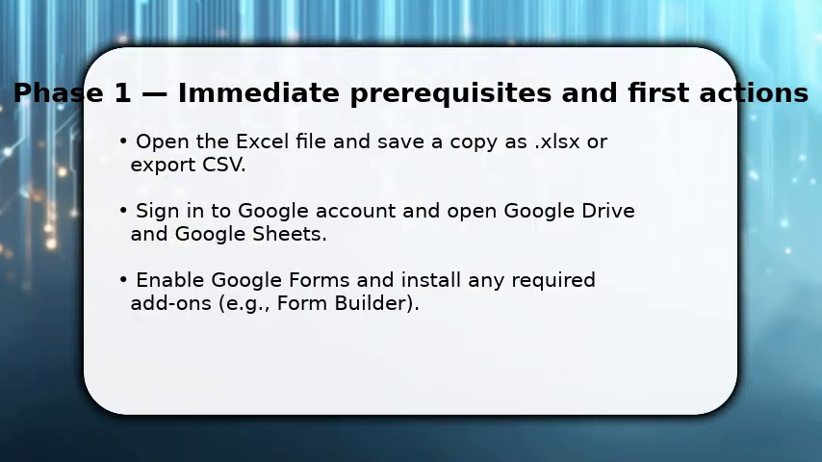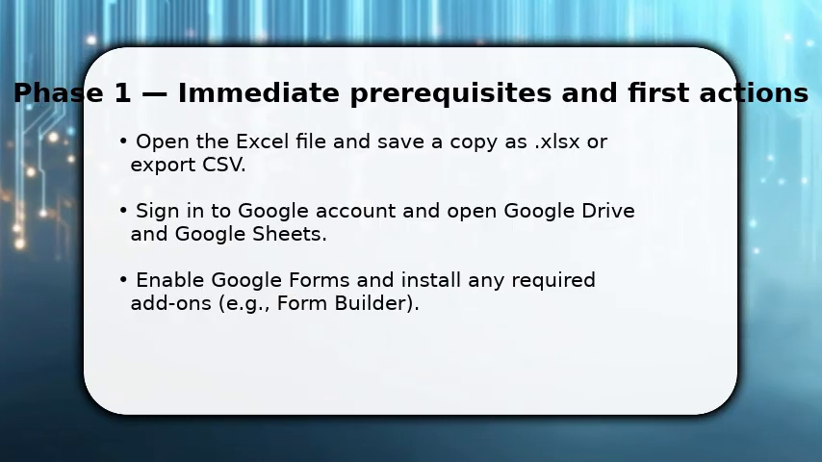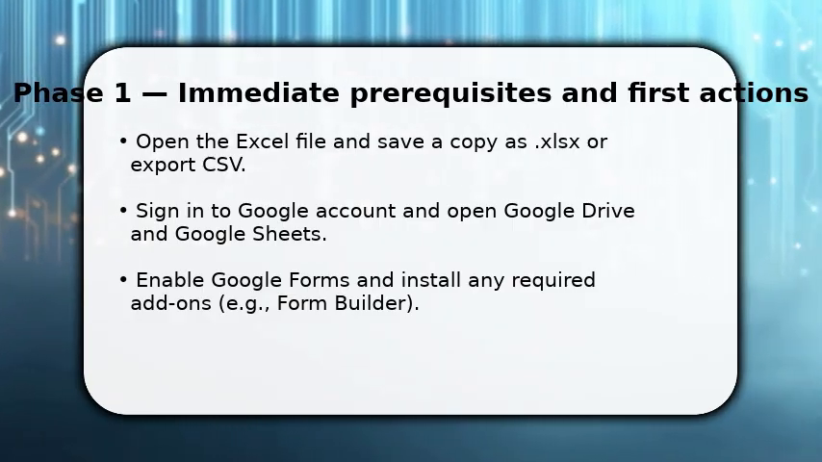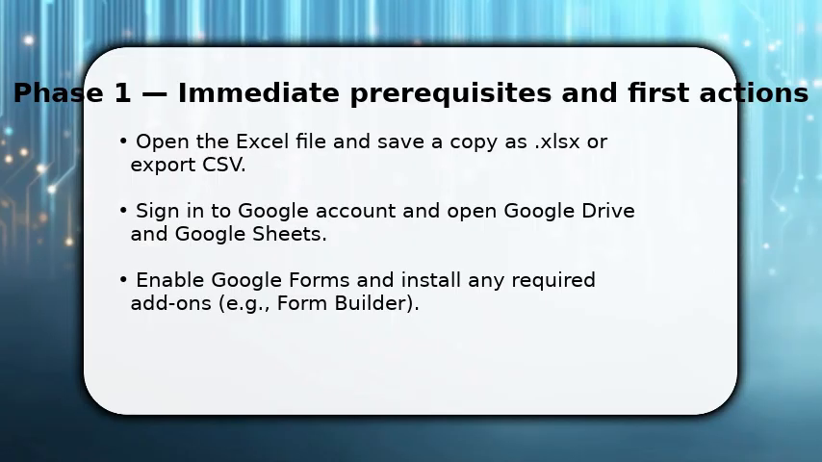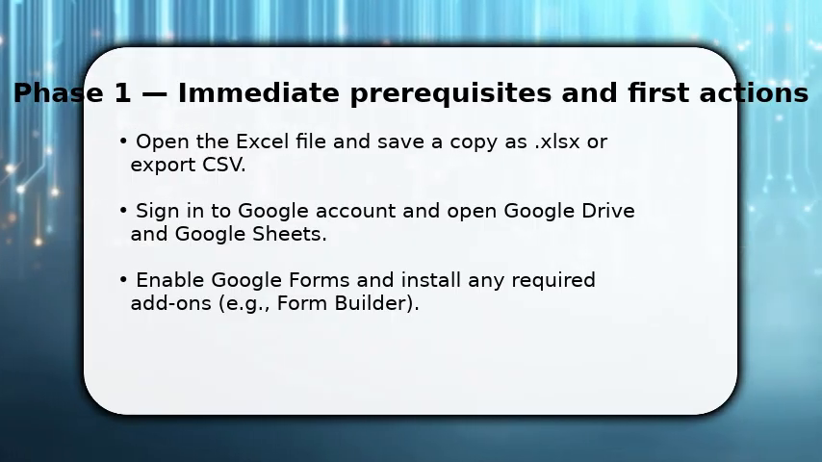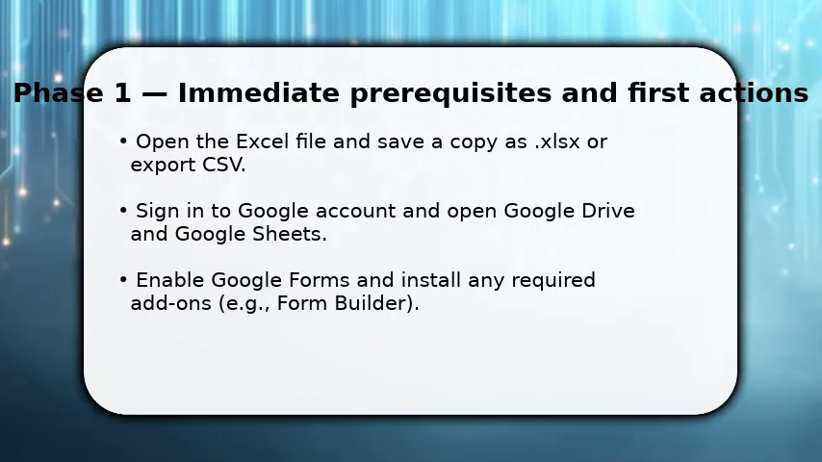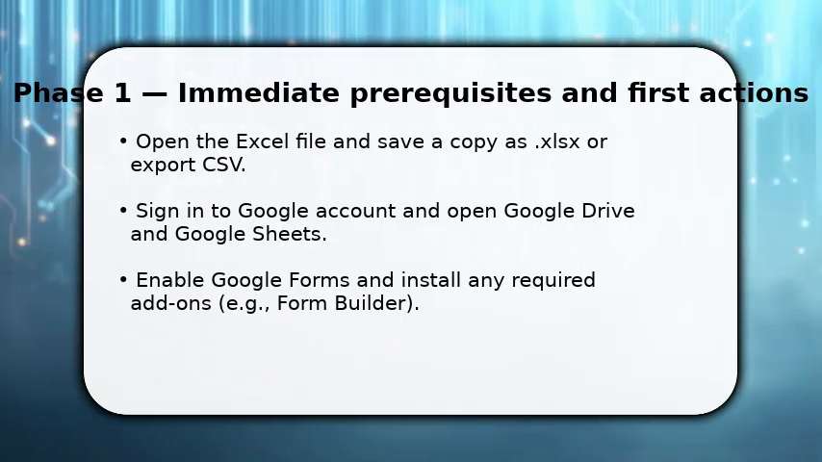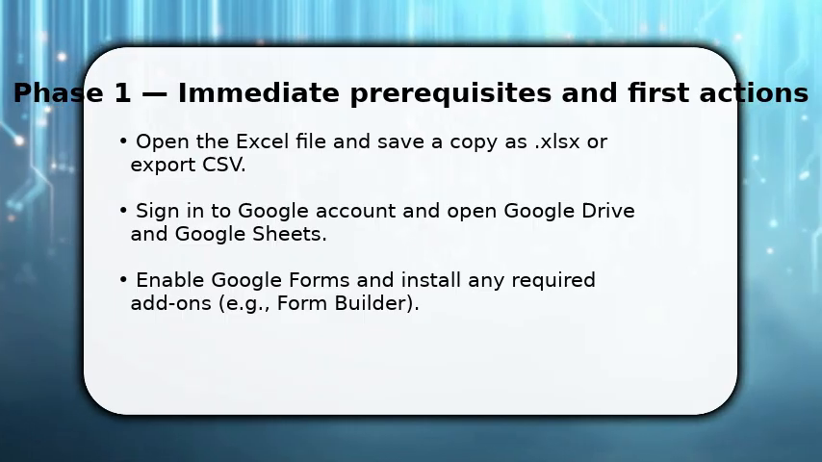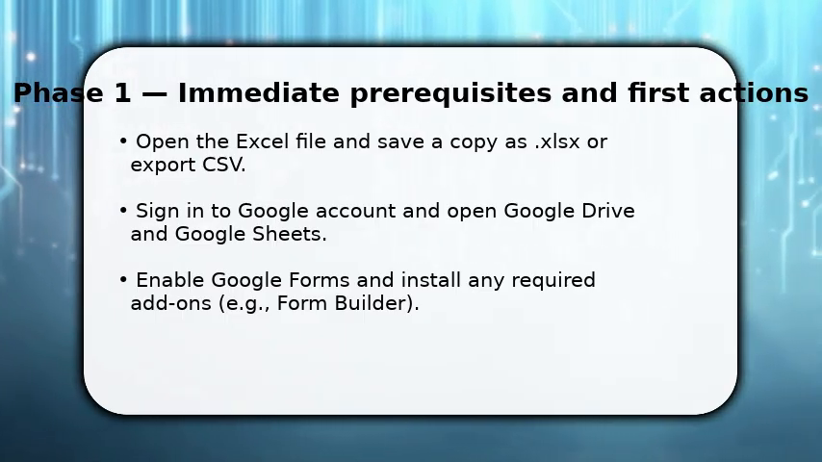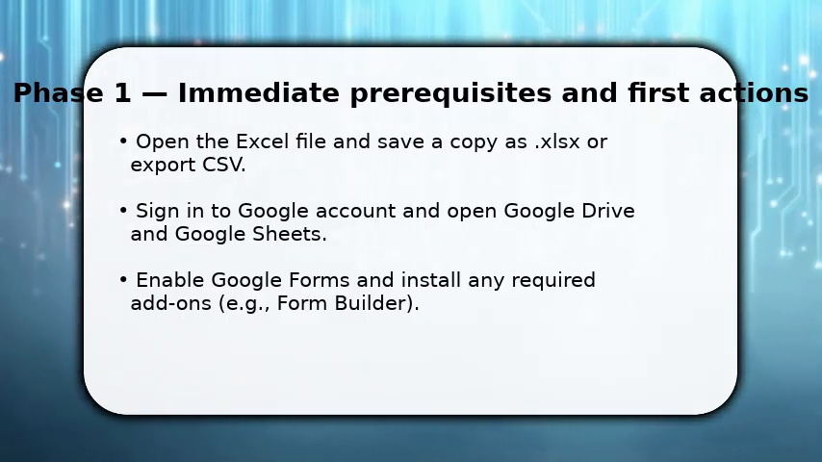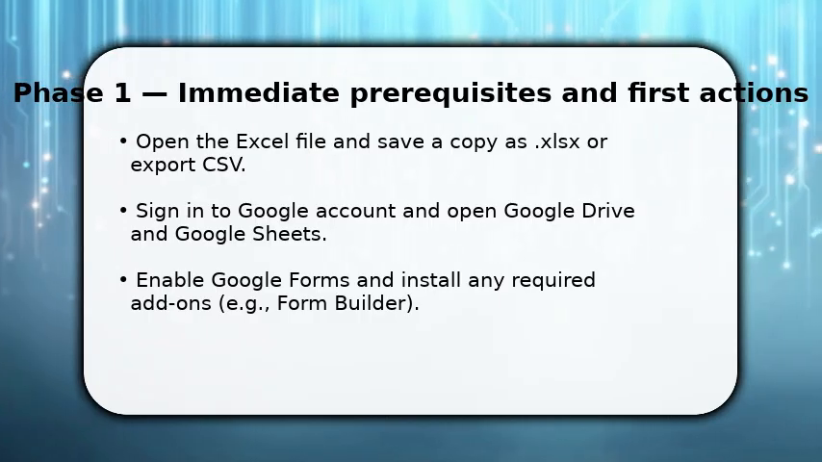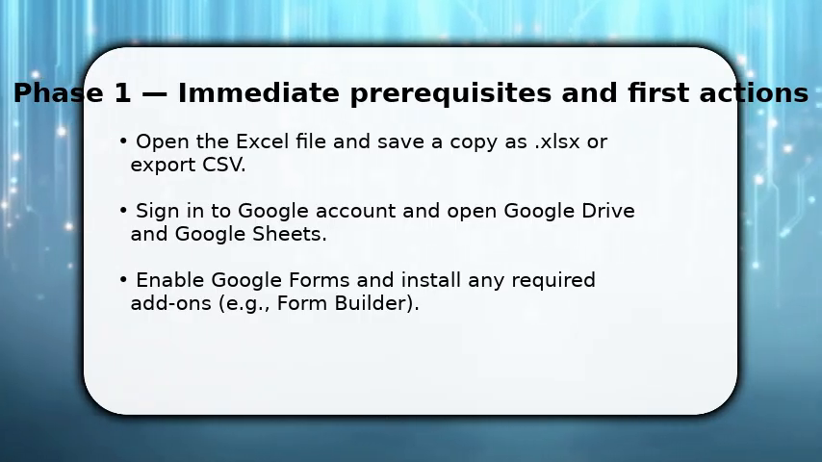You start by getting files and permissions in order. Open your Excel workbook, save a copy as XLSX or export a CSV so formats stay intact. Once done, sign into your Google account and open Drive and a new Google Sheet for the data destination. Make sure to install and enable any add-ons you'll use, Form Builder or an app's script template, because those tools let you connect sheets to forms without manual copying.